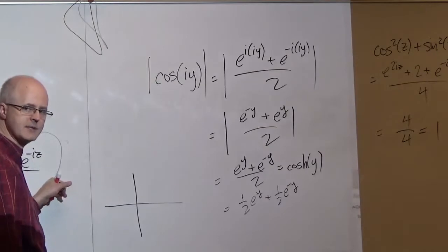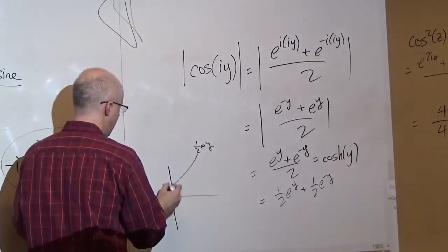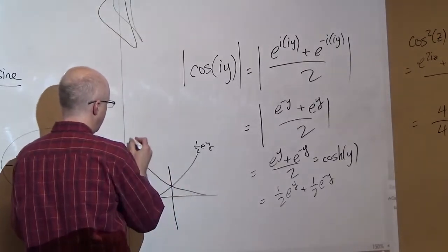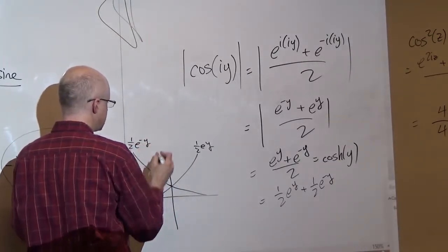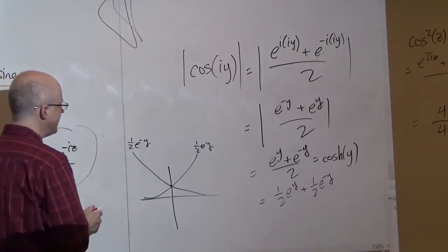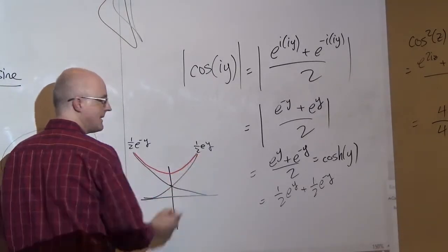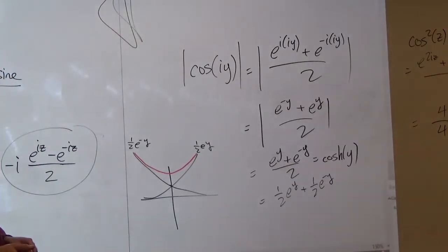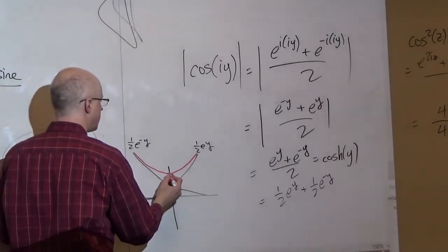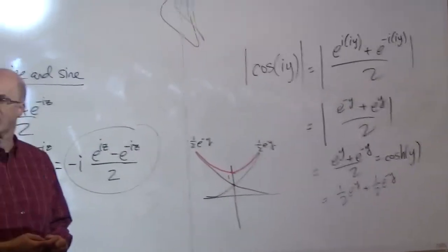We're talking ordinary graphs here now. 1/2 e to the y looks like that. 1/2 e to the negative y looks like this. When you add those two functions by adding their graphs, so to speak, add their outputs, you're going to get a graph that evidently is going to look something like this. And if you think about it, if you plug in y equals 0, it's going to be a minimum, and you're going to get 1. When you plug in y equals 0, the vertical intercept there is 1. This function, cosh of y, never goes below 1.